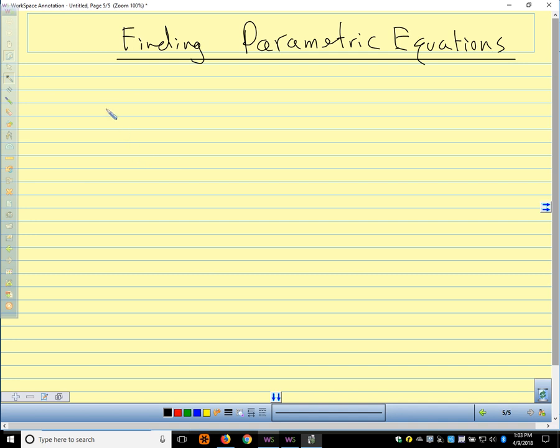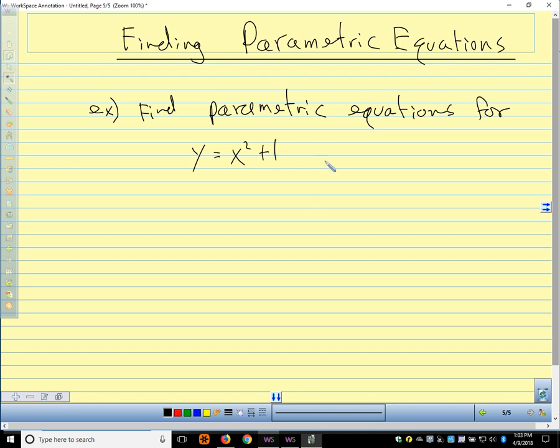All right, so we're kind of going the other direction. So for this one, we want to find parametric equations for y equals x squared plus 1 with these parameters. For the first one, we're going to say x equals t. Well, that's really easy. If x equals t, then I'm just going to plug in t for x, y equals t squared plus 1. So that's a nice, easy parameterization.